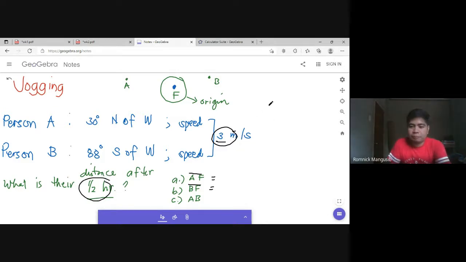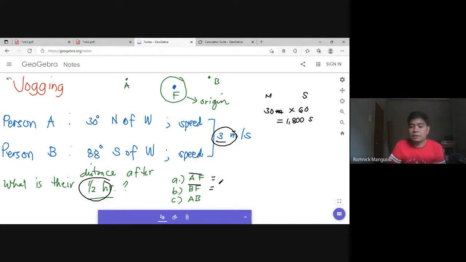Kung 3 metro sa bawat segundo ang tinatakbo ni person A and person B, at meron tayong 1/2 hour, 1/2 hour would mean 30 minutes, multiply that to, or simply 30 times 60. Okay? So this is in minute, the other is in seconds. So sa bawat minuto ay may 60 seconds. So meron tayo 1,800 seconds.